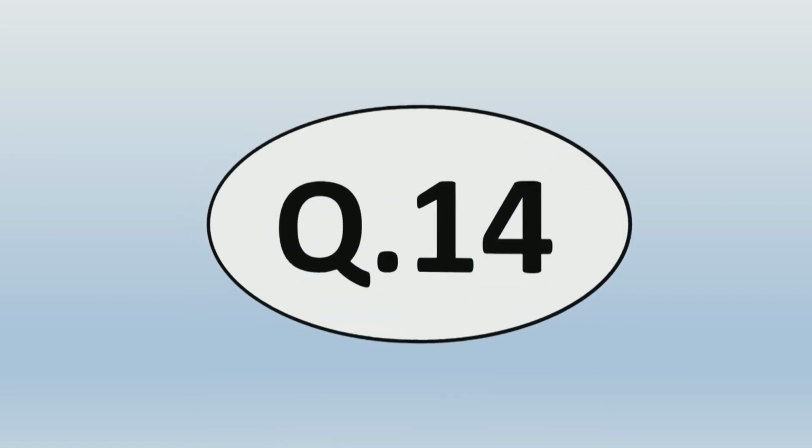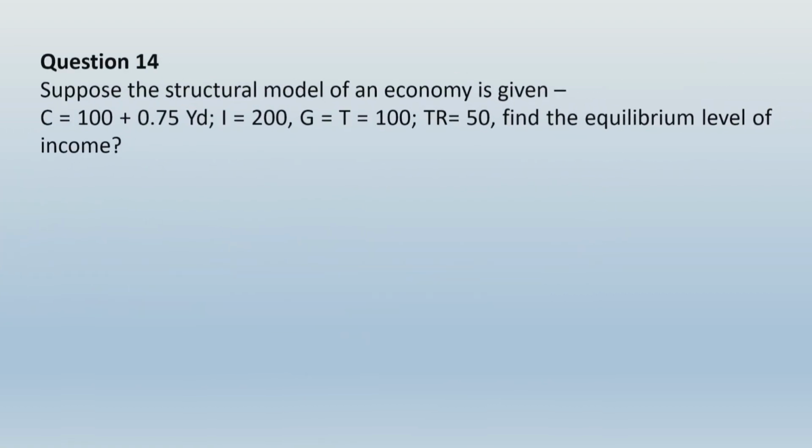Let us move ahead and we take up a calculative example given in question number 14. Let us read this. Suppose the structural model of an economy is given as C equals 100 plus 0.75 YD and I is 200, G equals 100, T equals 100 and TR equals 50. Find the equilibrium level of income.